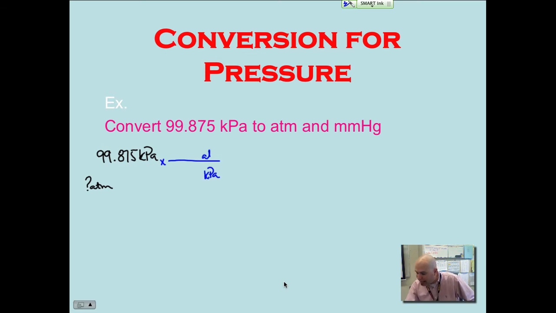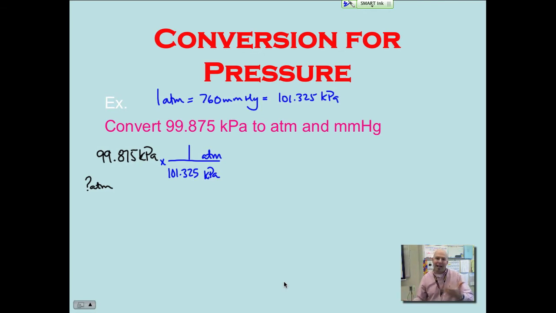Kilopascals, ATM. The numbers that we're going to use for this conversion are simply the 1 and the 101.325. I'll write it right over here. 1 atmosphere is equal to 760 millimeters of mercury is equal to 101.325 kilopascals. If it was pascals, it would be 101,325, it wouldn't be the point. But basically, these are the conversion factors.